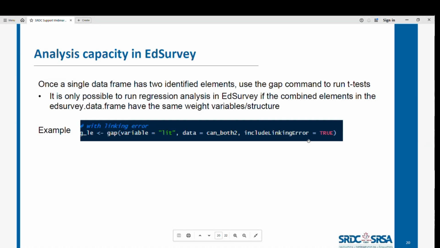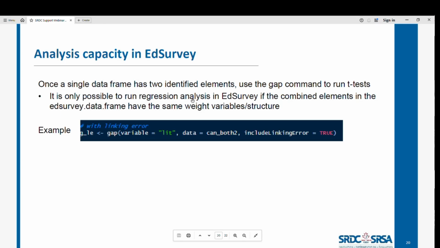When I use EdSurvey to try to run regression analysis, it will automatically take the first element in that combined data frame. In order to use the regression command in EdSurvey, you actually have to have a single element that has the same weight variable structures, which cycle 1 and cycle 2 don't. So you can get really complicated and start to manipulate the EdSurvey data frame, listing as Masashi just did, where he listed our Jackknife 2 replication approach and so forth. But I would not want to do this in EdSurvey. I would rather just use the basic survey command.